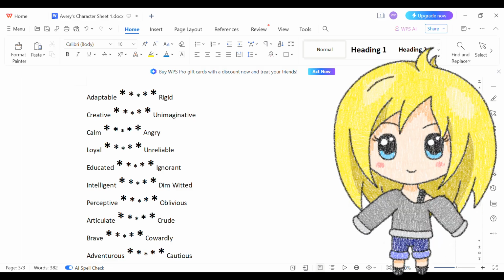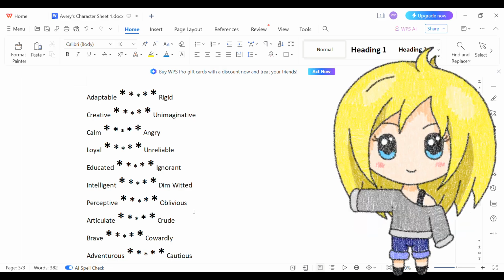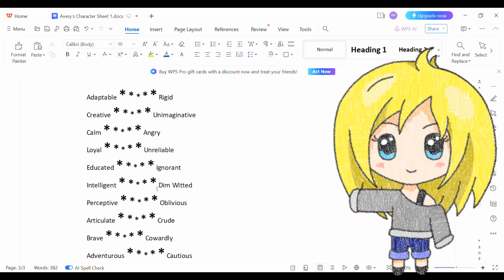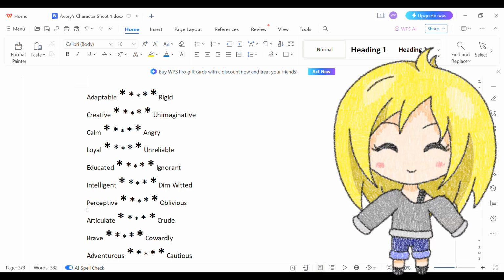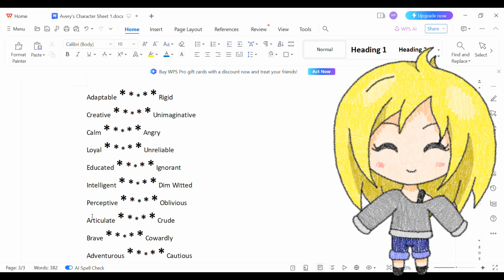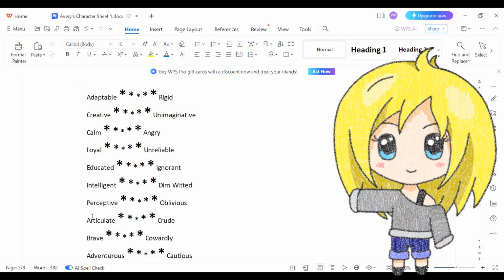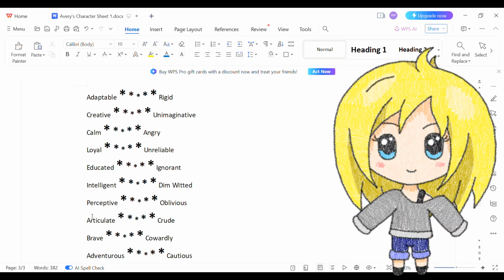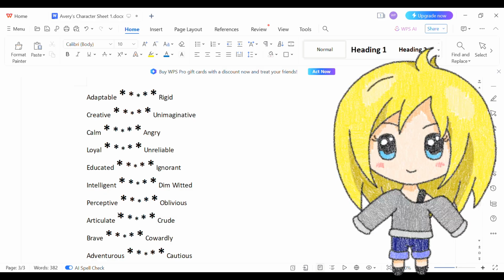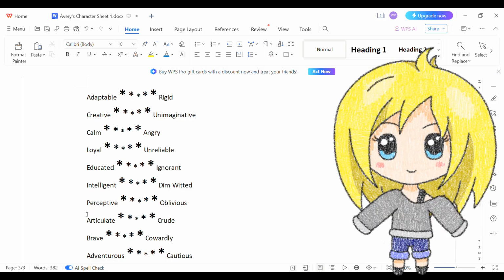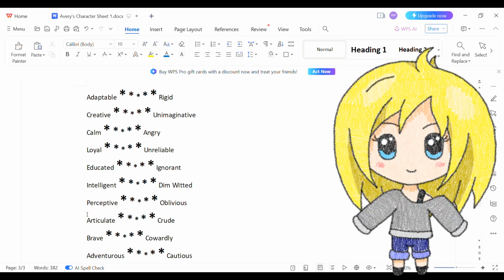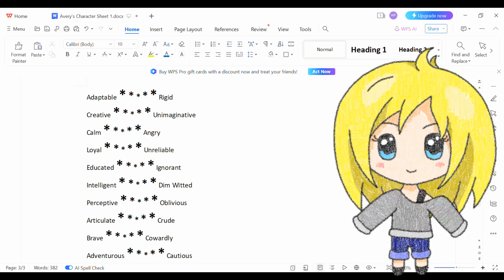And is your character perceptive or oblivious? This is more to do with emotional intelligence. How good is your character at understanding the mind and motivations of others? This isn't the same as kindness or compassion because a character might not necessarily use their perceptiveness to help others. They could potentially use it to manipulate and take advantage of others.